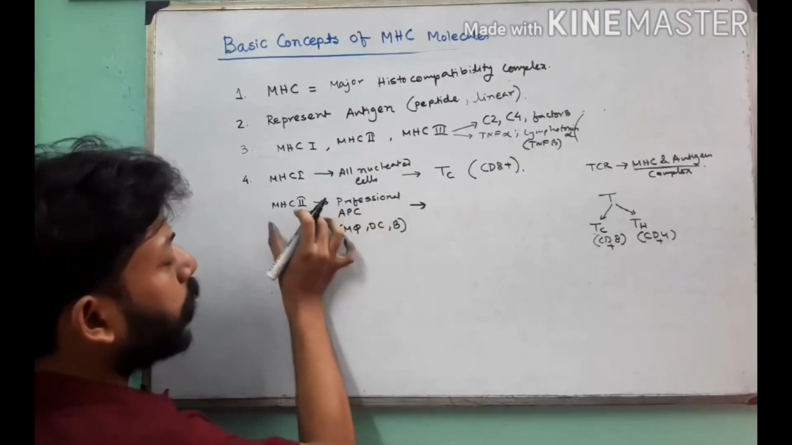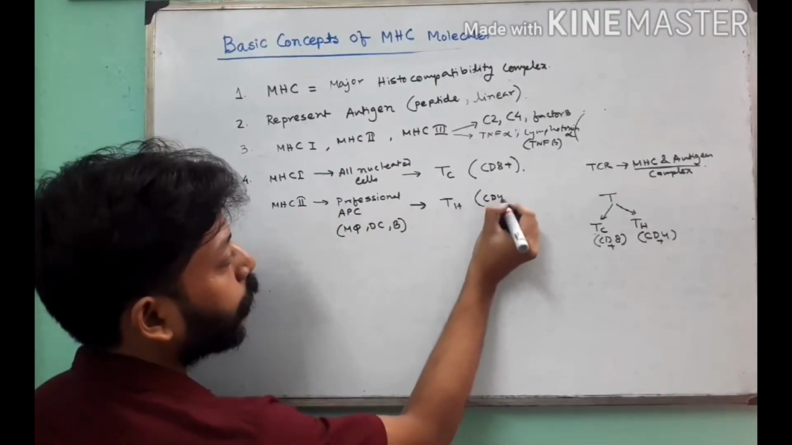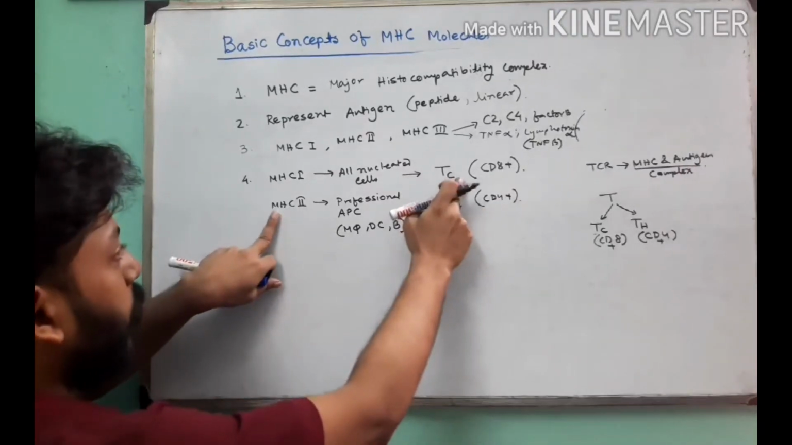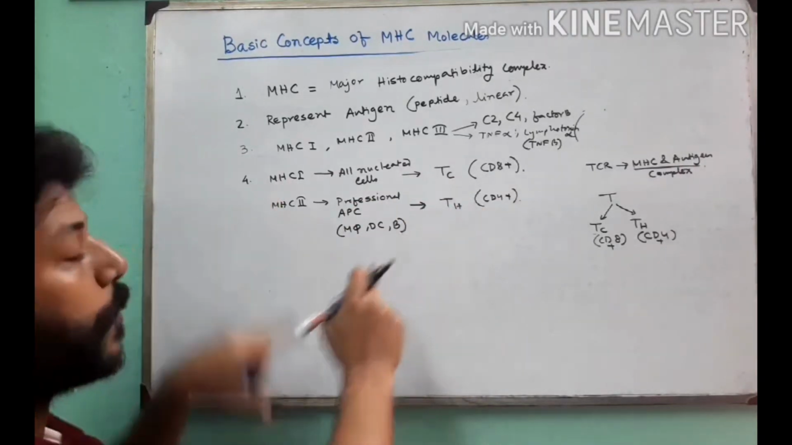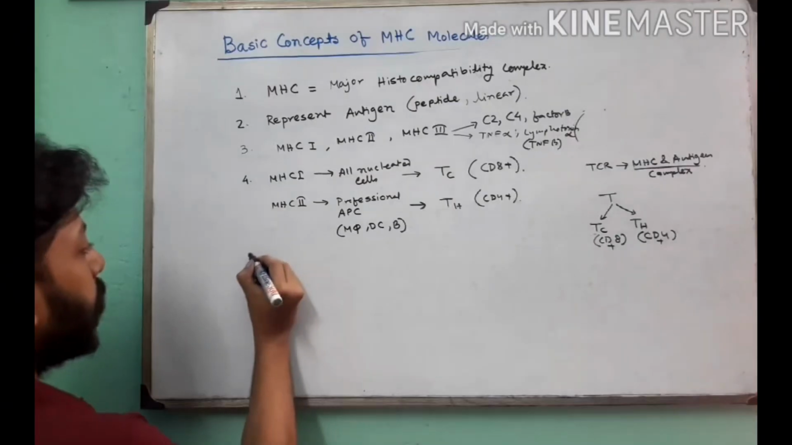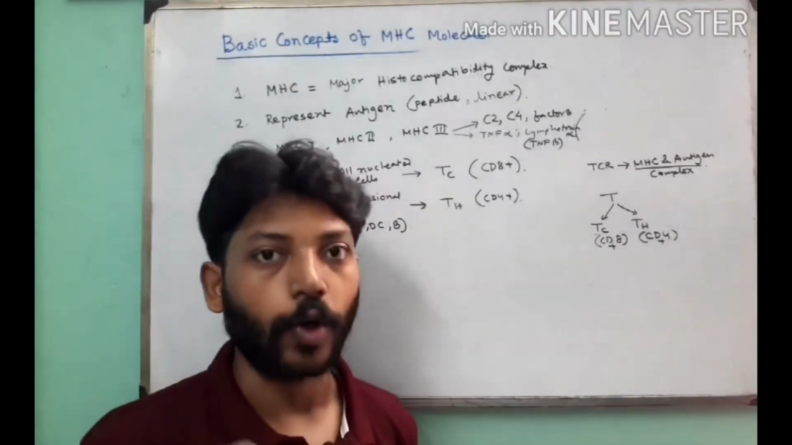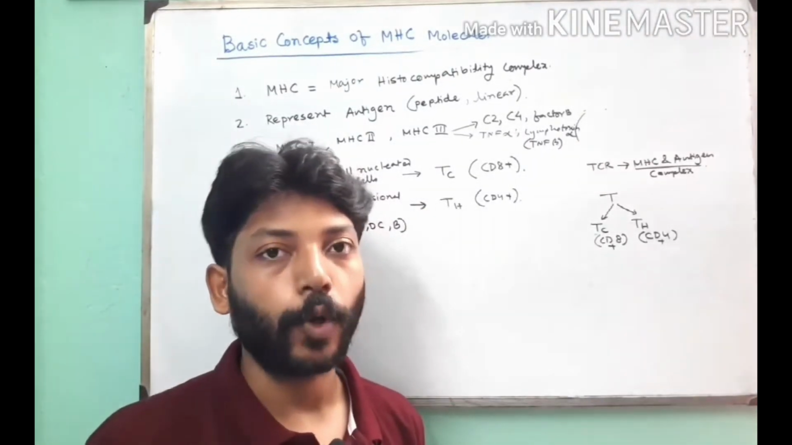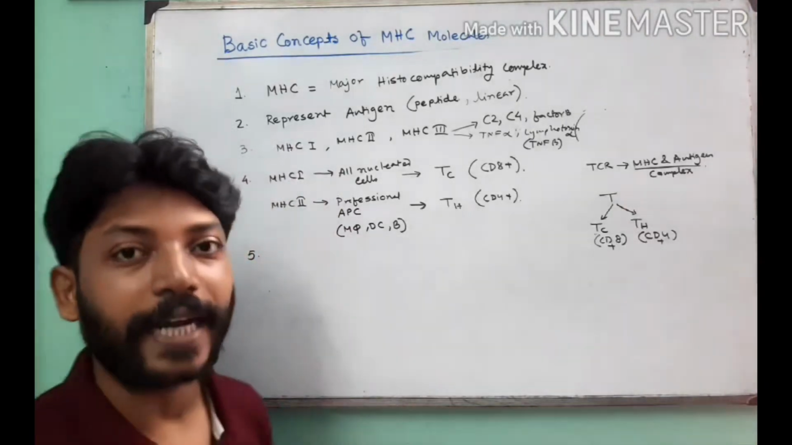The MHC II molecule is recognized only by T helper cells that express CD4. TC cells, or cytotoxic T cells, cannot recognize MHC II, and T helper cells cannot recognize MHC I. They are restricted to one type of MHC molecule. The next point is that the MHC gene is the most polymorphic gene of the mammalian genome. So the MHC molecule is diverse in nature.